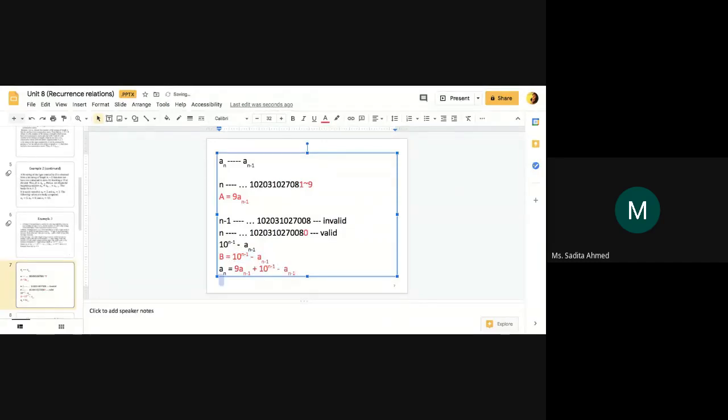That is our count. Right? And also, what do we have here? 9an minus 1 minus an minus 1. So what can we say about this? 9an minus 1, 8. Exactly. Simply 8an minus 1 plus 10 to the power of n minus 1. Right? So this is our recurrence relation to solve this counting problem.